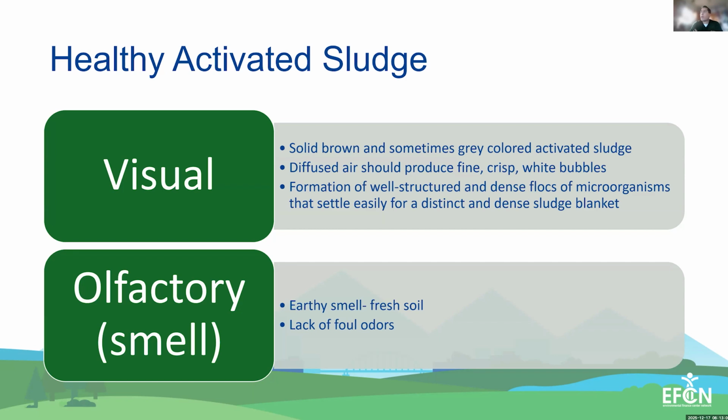And then also in your settling tests or your settling samples in your secondary clarifiers, you should see the formation of well-structured and dense flocs of microorganisms that settle easily for a distinct and dense sludge blanket. So what we're saying there is, when you have a sample of activated sludge or your secondary clarifier, there should be a distinct difference between the treated separated water, which we call supernatant, and the settled sludge itself.